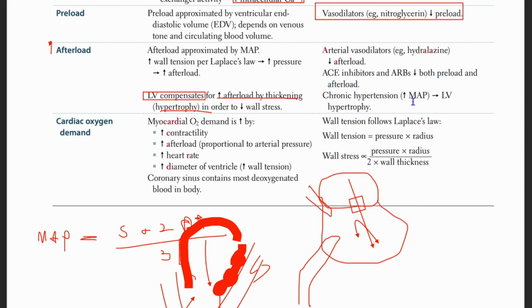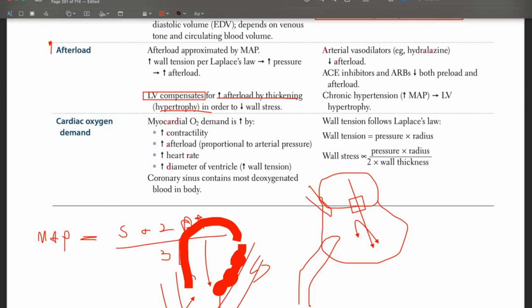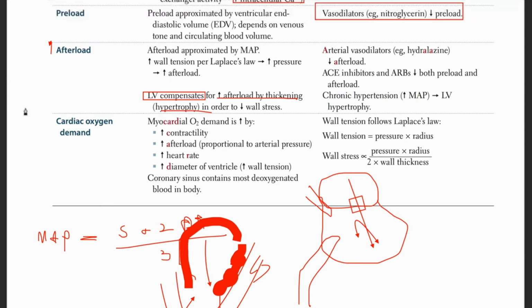Chronic hypertension, an increase in MAP, will cause LV hypertrophy. Again, MAP is systolic plus 2 diastolic divided by 3. So in chronic hypertension, what happens? Again, this is a different concept than this, but similar. In a vessel, say this is a vessel, and you constantly have blood flowing through it, and the blood pressure is increasing. It's pushing harder and harder.